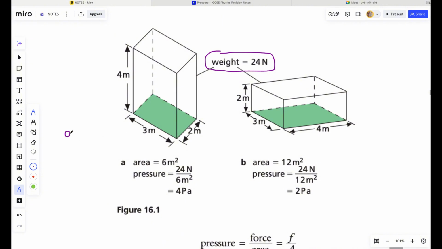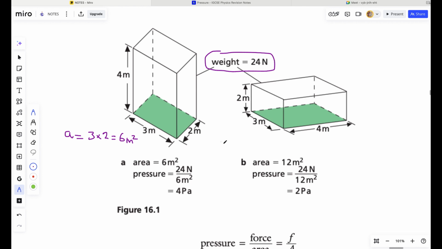The area of the face that is touching the ground is the length of this face of the rectangle times the width of this rectangle. So we say 3 times 2, which is 6. So the area of the face touching the ground is 6 meters squared. Now that we know the area, and we know the weight. Weight is the same as force, okay? Don't get it twisted. Weight is the same as force, 24 newton. You can see the unit is the same.